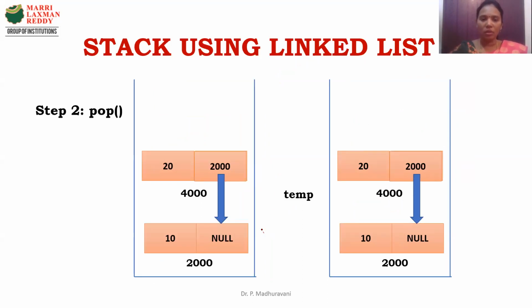Now you see here, consider the stack after removing 7000. And now let us continue the pop operation with these two data values.